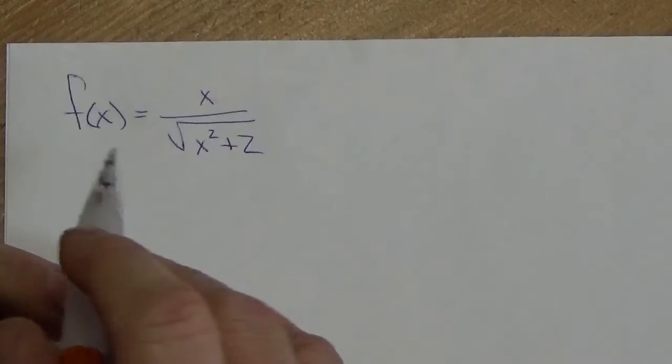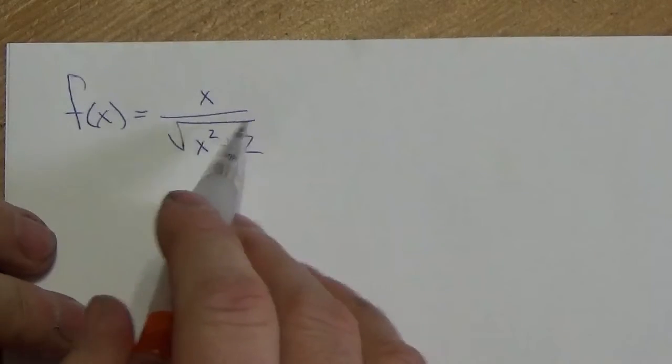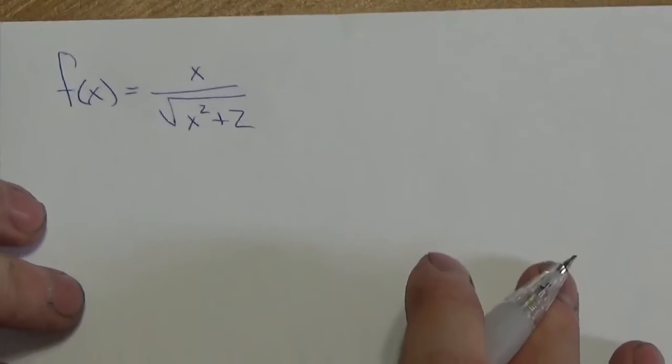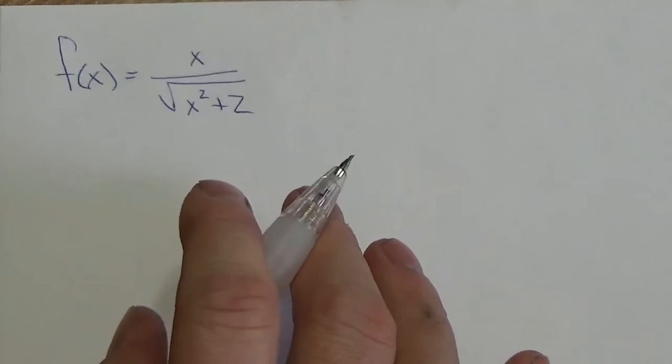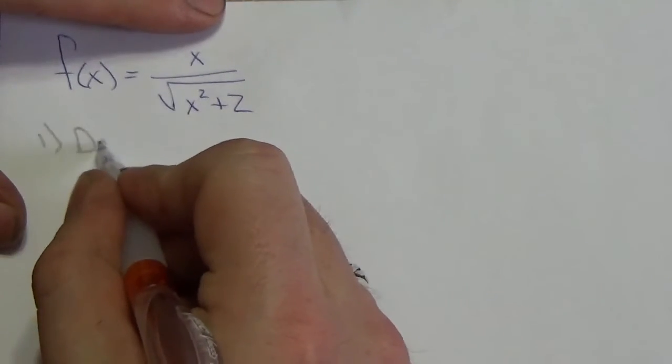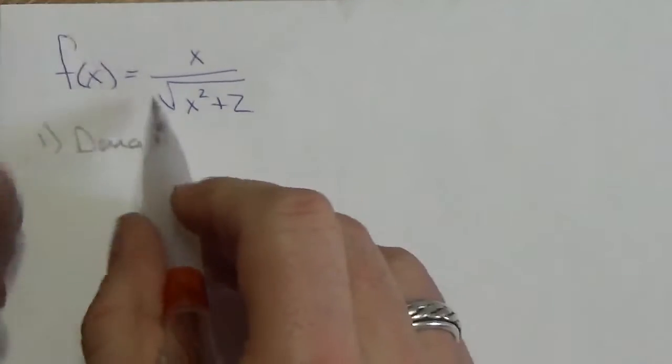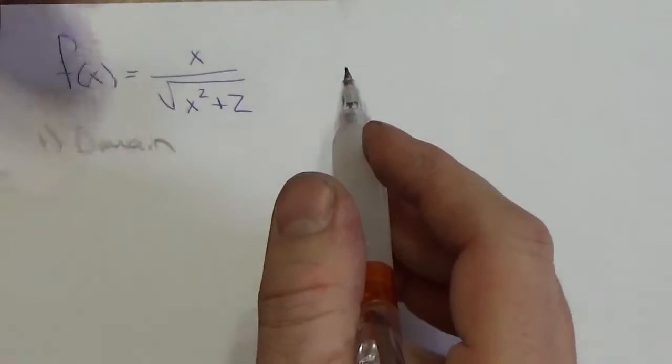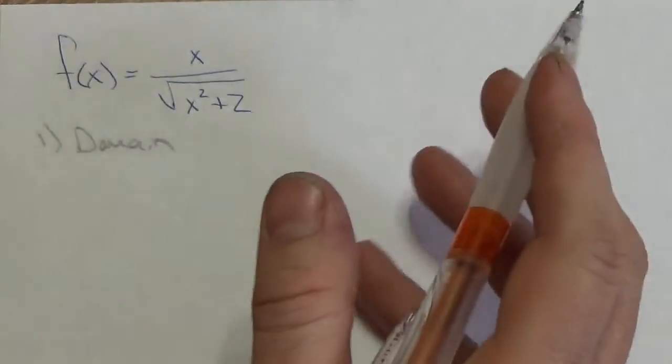Okay, next we're going to take a look at the function f of x is equal to x over the square root of x squared plus 2. This has also got an interesting little feature to it that's worth spending some time looking at. First of all, let's take a look at the domain. Now when I see a radical there, and a denominator there for that matter, I'm concerned.